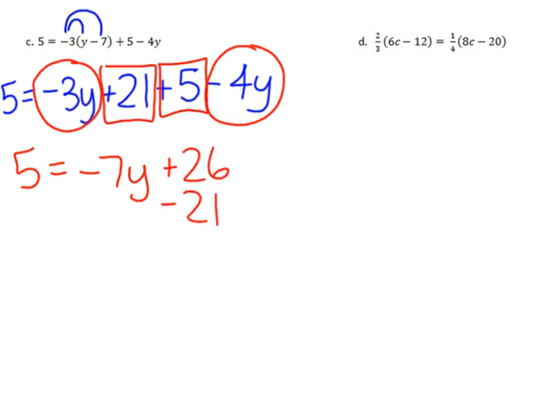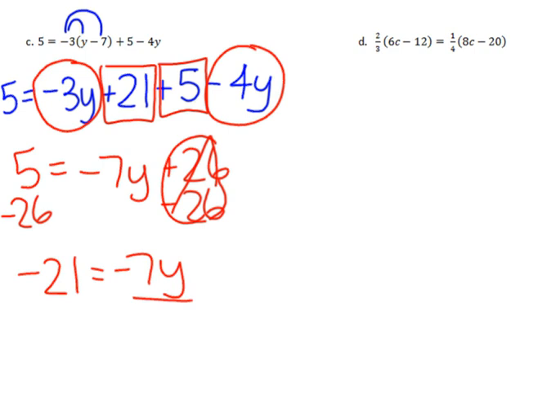And then we can get rid of the constant by subtracting on each side. 21, actually, sorry, that should have been 26, ahead of myself. Negative 26 plus positive 5 is going to be negative 21. And then we're going to divide by negative 7 on each side to get positive 3 equals y.